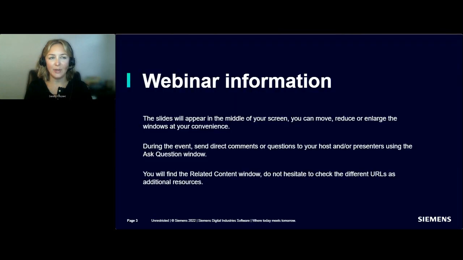Before we begin, I just want to go over a few quick housekeeping items regarding the interface. At the bottom of your browser in the center of your screen, you will see icons in a widget dock, and these are the interactive tools that you can use throughout the webinar. You can minimize, maximize, and scale each widget to customize your viewing experience.